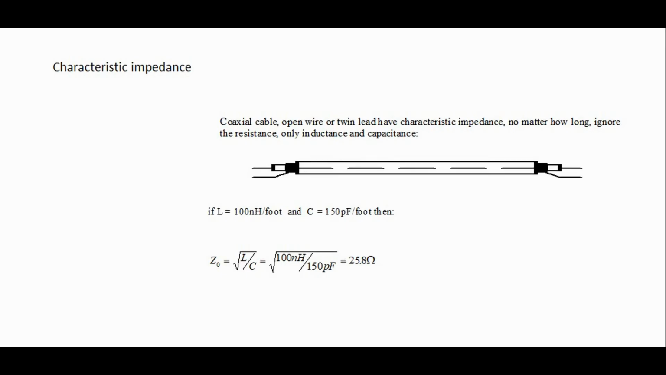A transmission line is a cable that connects a transmitter to the antenna, and it must match both so as to get the maximum signal sent out into space. The characteristic impedance of the cable is determined by the inductance and capacitance. In this case, the square root of L divided by C, which would give us 25.8 ohms, and no matter how long the cable is, it will always have the same impedance.